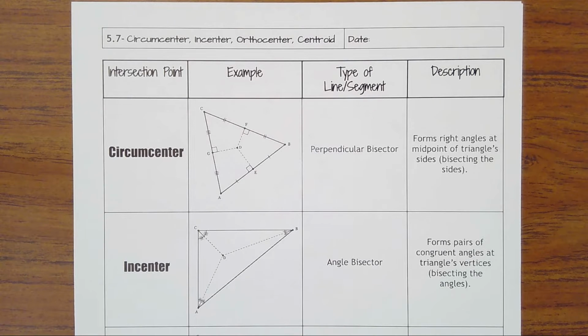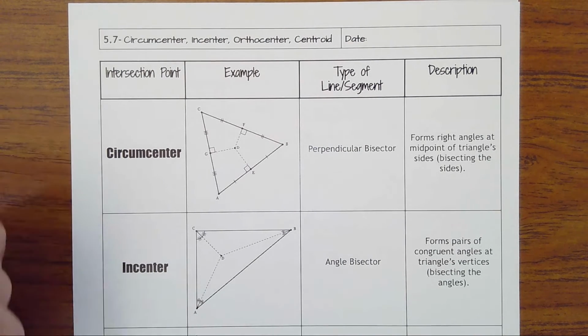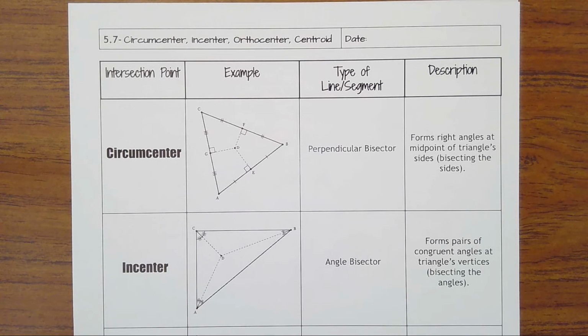Last lesson, 5.7, there are going to be 4 different words we're talking about: Circumcenter, Incenter, Orthocenter, and Centroid, which we just did in lesson 5.6. All of these words are dealing with some type of intersection point of a triangle. So I put each of the 4 going down, and then I put a picture, and then what they're formed by.